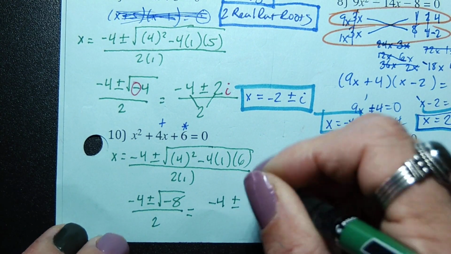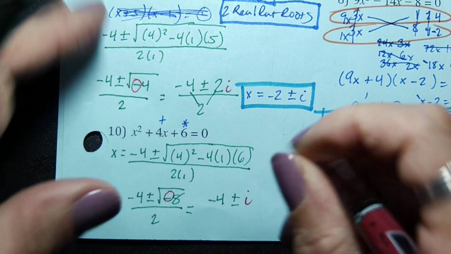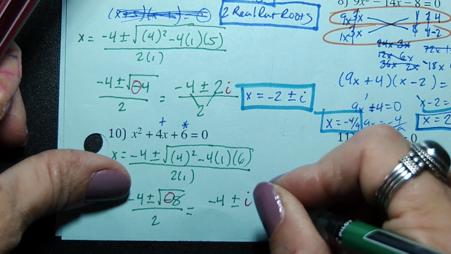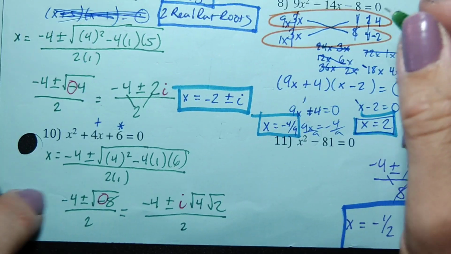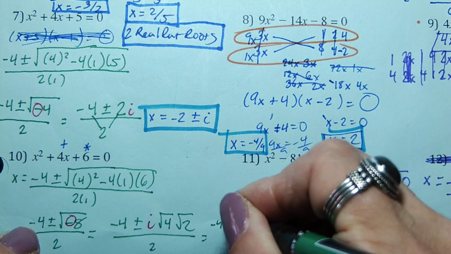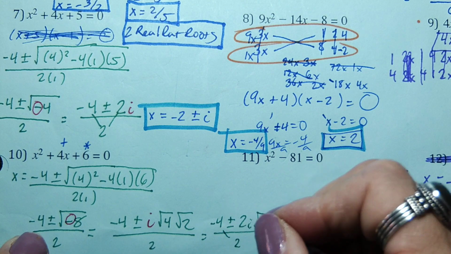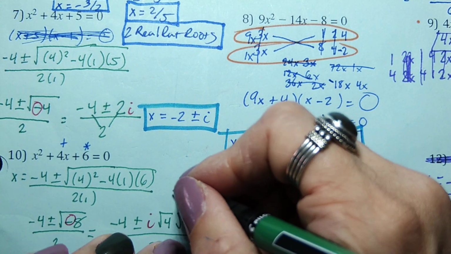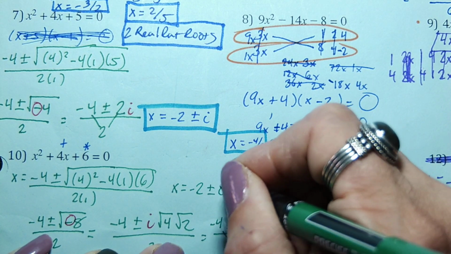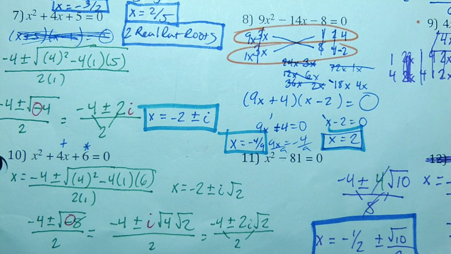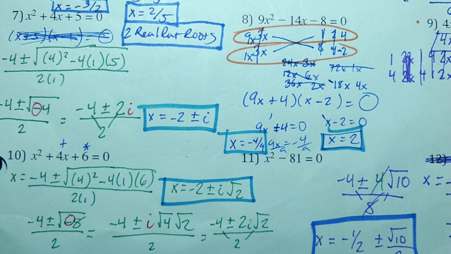So negative 4 plus or minus. Now that negative is going to come out as an i. Now the square root of 8 breaks down into square root of 4 times square root of 2, all over 2. So then negative 4 plus or minus 2i root 2 over 2. Dividing, distributing, we get x equals negative 2 plus or minus i root 2. 2 complex roots, there they are.